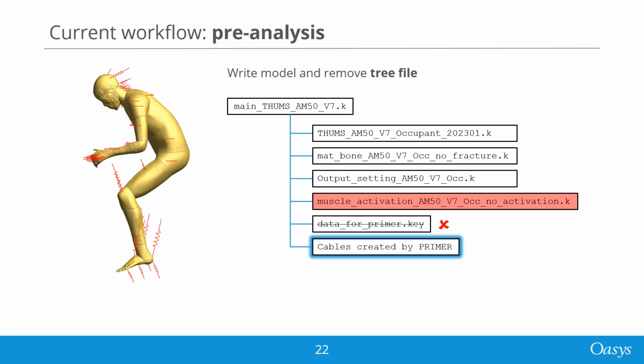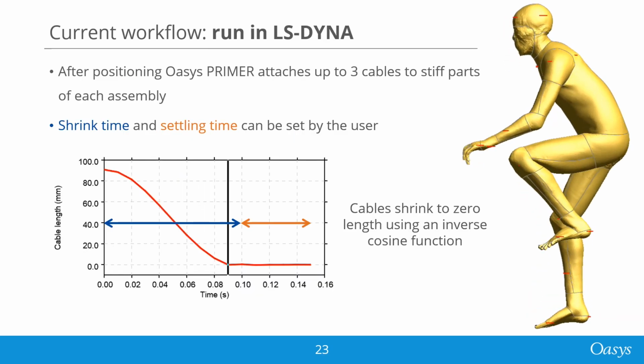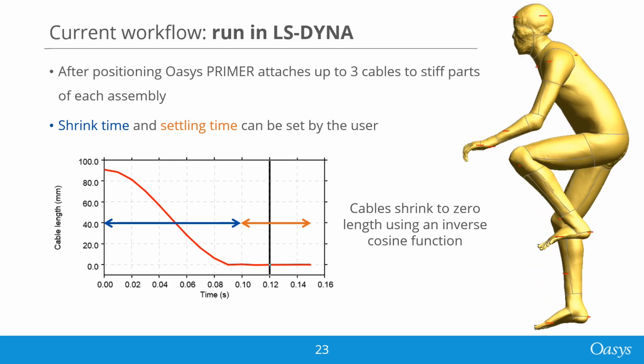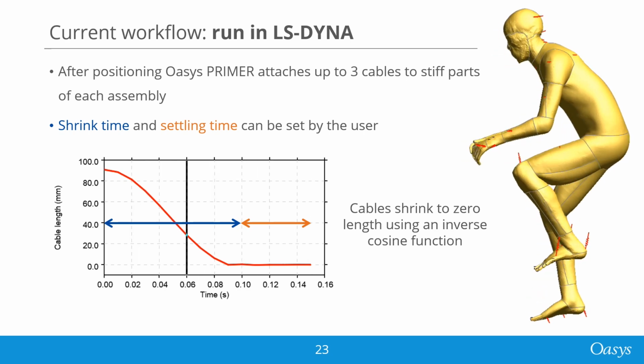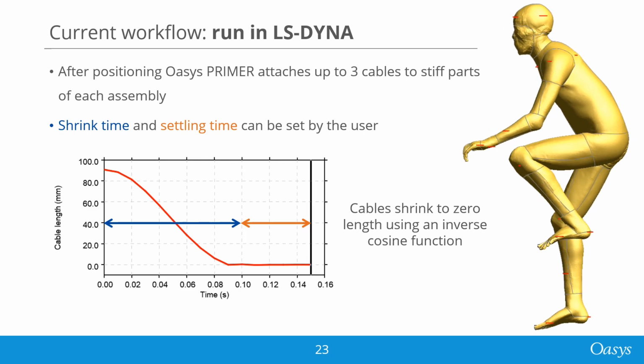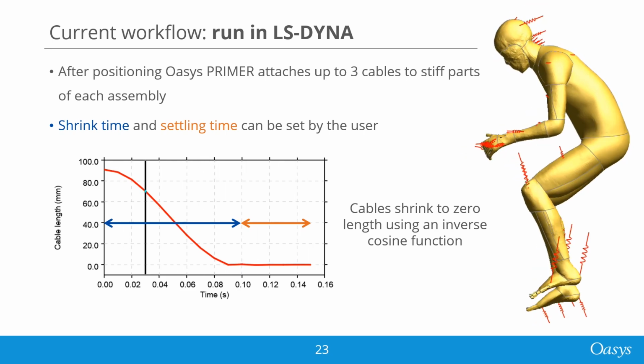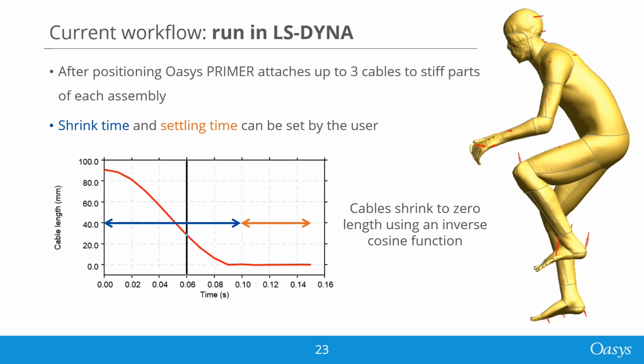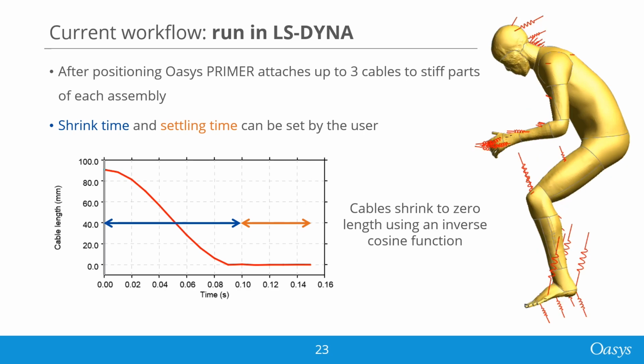Once the target position is defined and accepted by the user, Primer automatically creates the cables and a new model. After positioning, Oasys Primer attaches up to 3 cables to stiff parts of each assembly. The cable properties are automatically calculated based on their length to ensure that the model is pulled into position in the specified time. The cable properties also include a shrink and settling time, which can be set by the user.